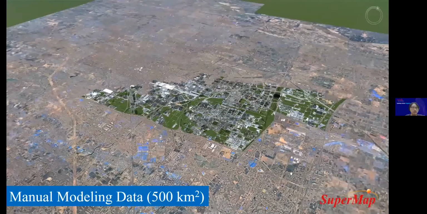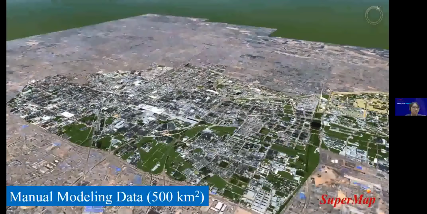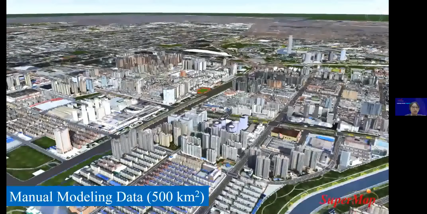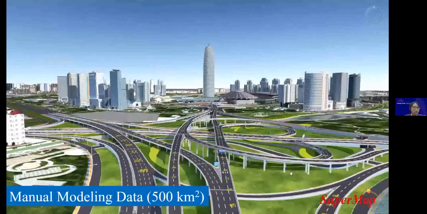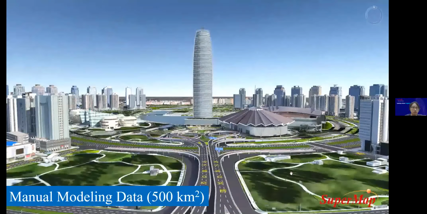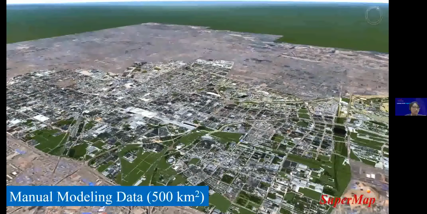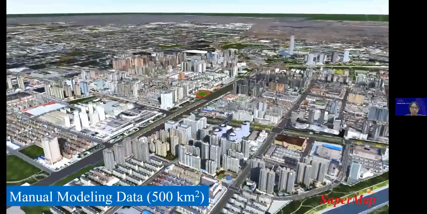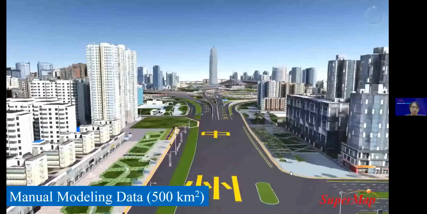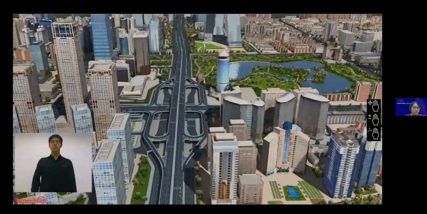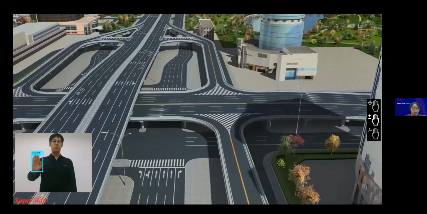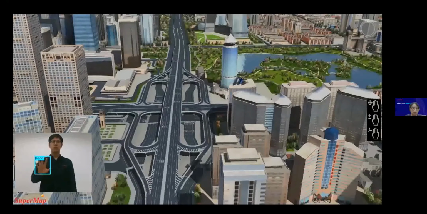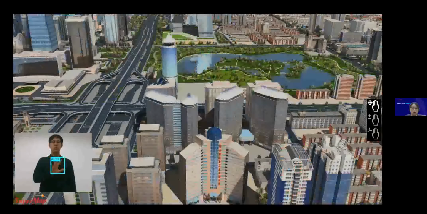Here we can see an example of a 3D scene, which is displaying a huge 3D scene using SuperMap iDesktop. And the next example is to operate the 3D scene using gestures, which is based on SuperMap AIGS technology.